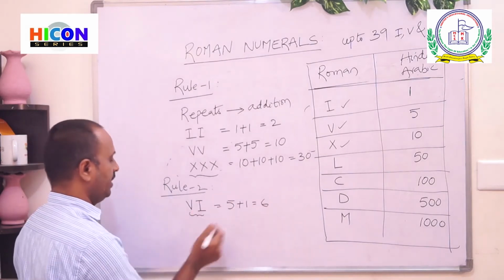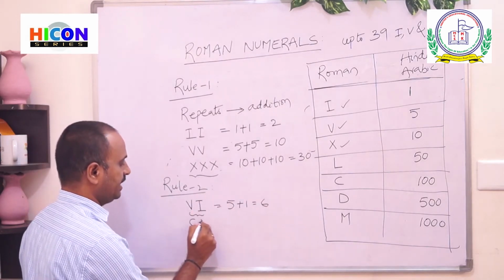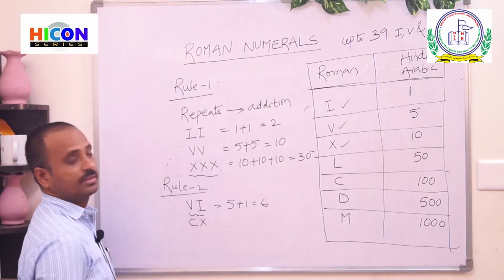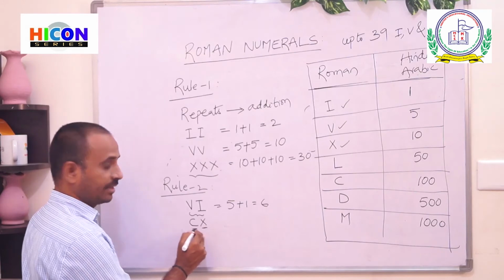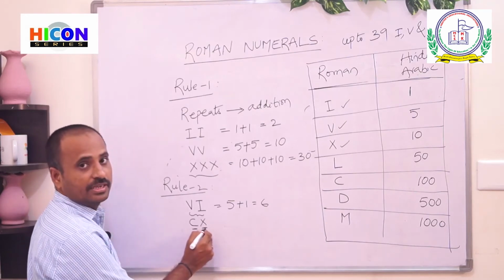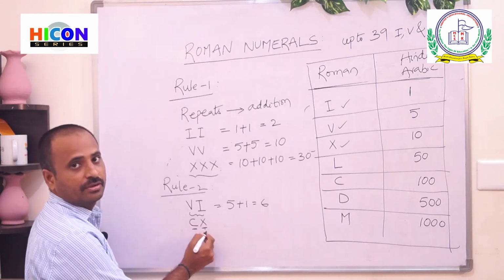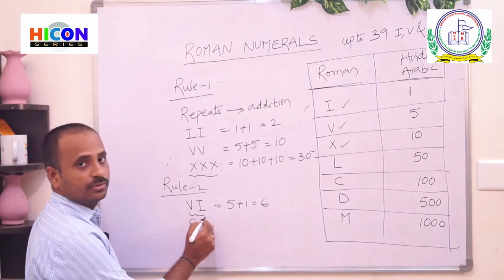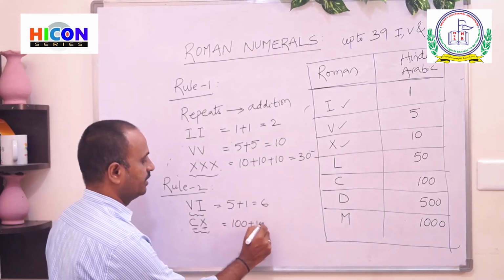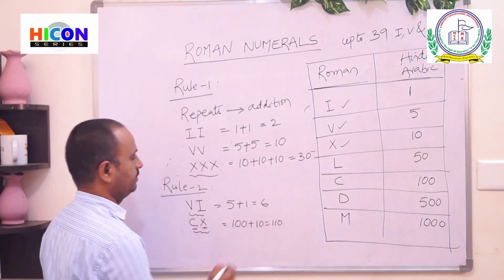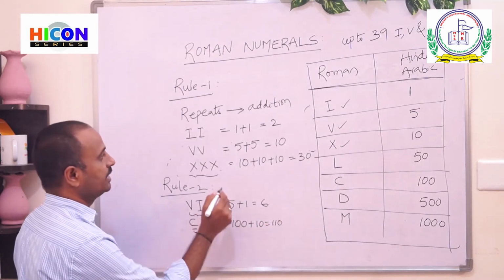In the same way, CX. Here X is the smaller value and C is the bigger value. The smaller value is written on the right side of the bigger value, so we have to add the two symbols. C means 100, X means 10. That means 110.